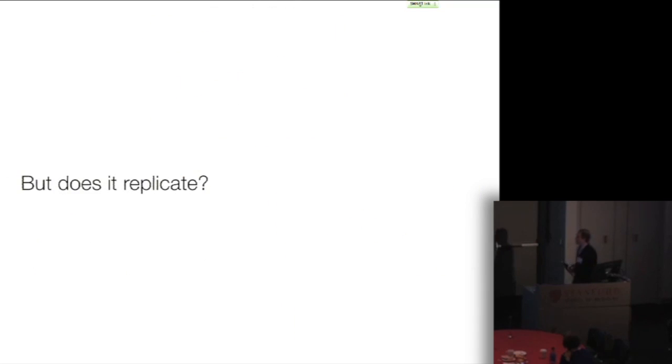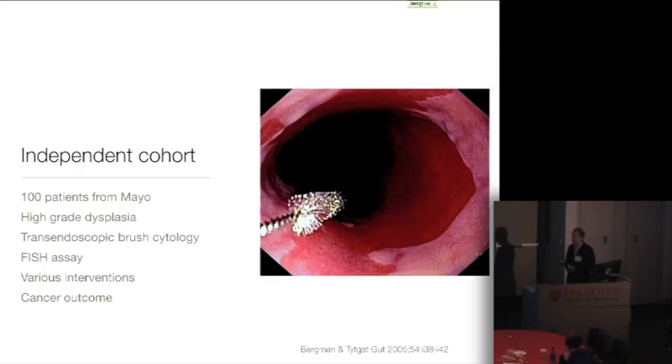All right, so that was in the Seattle Barrett's cohort. And of course, we don't change clinical practice until we see it replicated in an independent cohort. And I'm happy to report, although this hasn't been published yet, that we've used a cohort of patients from Mayo Clinic that had high-grade dysplasia, totally different assay, a FISH assay, so we're looking at copy number changes at a few loci in single cells.